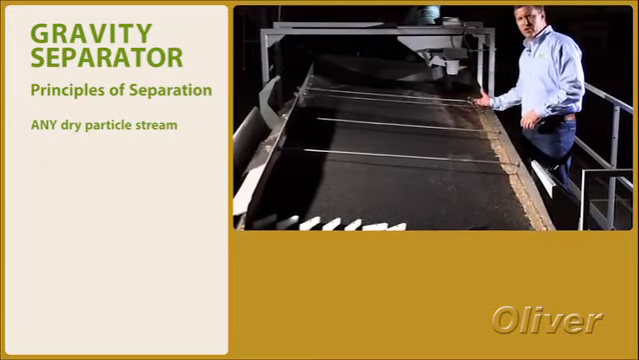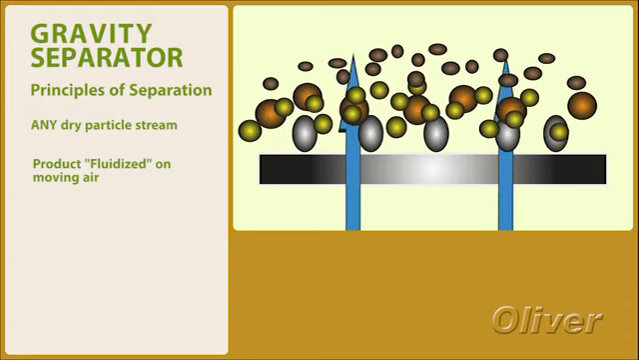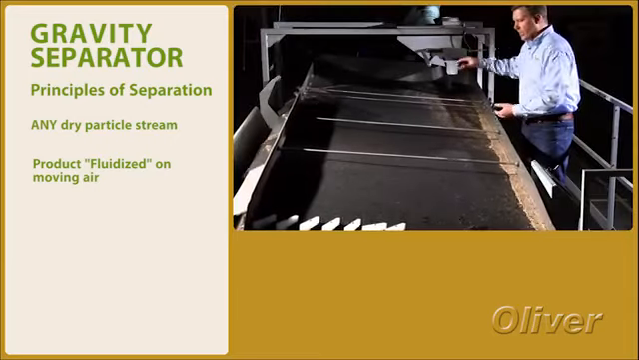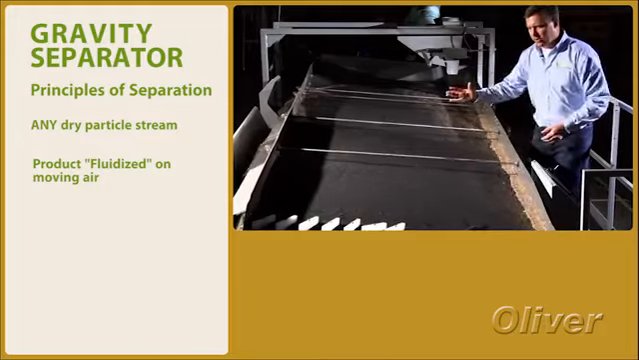We're fluidizing those particles by blowing air up through them. We've got pressurized air created underneath the machine coming up through the particles. They're weighing themselves as they hit this portion of the deck, from heavy on the bottom to light on top. The product flows this way.